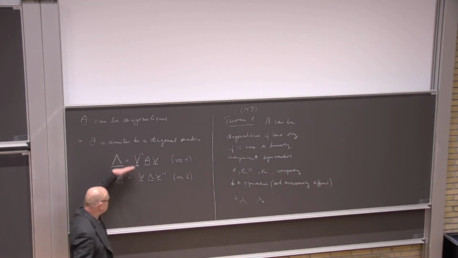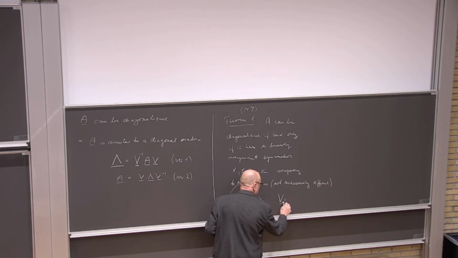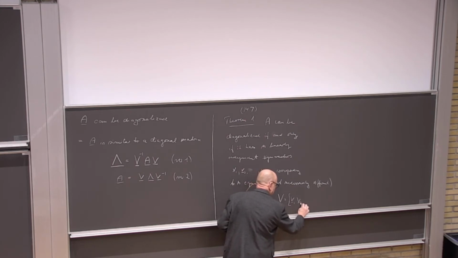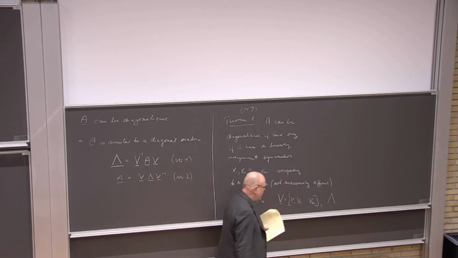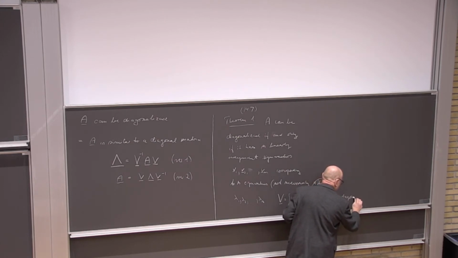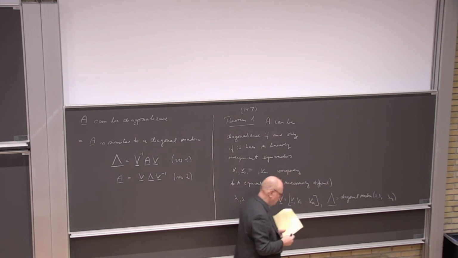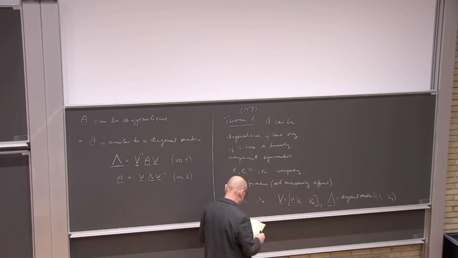Now, in terms of these two equations, the matrix V is simply the eigenvectors as columns, and this diagonal matrix here is the diagonal matrix where you have, say, lambda 1, lambda 2, and lambda n in the diagonal. This was the first theorem.